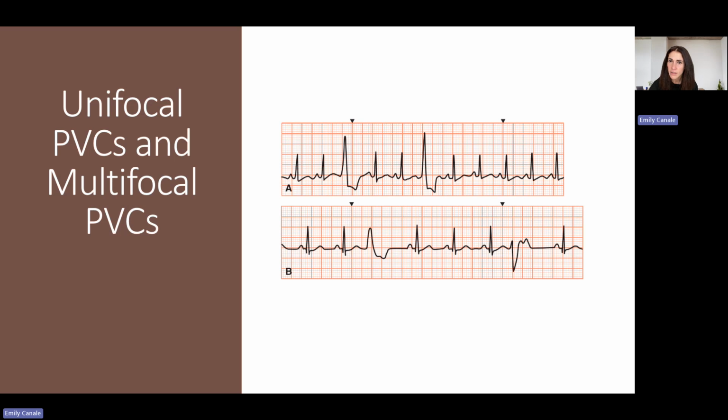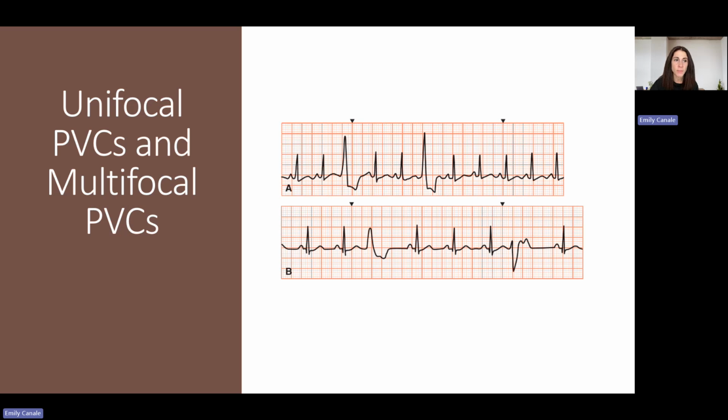So see how these look the same. Wide, bizarre. Okay, like what is that? But then these other beats are totally normal. So what I would write on this, I would look at the rhythm. You'd count it, count the heart rate: 1, 2, 3, 4, 5, 6, 7, 8, 9, 10. So maybe this is still normal sinus rhythm with PVCs. And again, what you would be able to do is, do these look the same? Yes, so these are unifocal PVCs here.